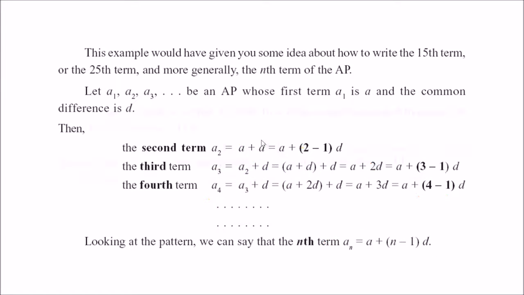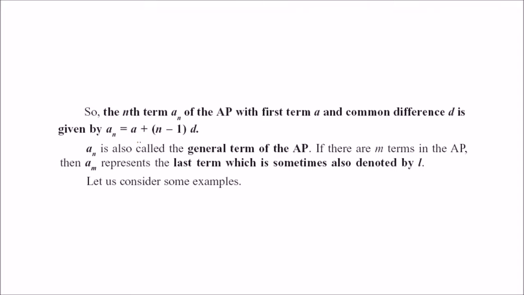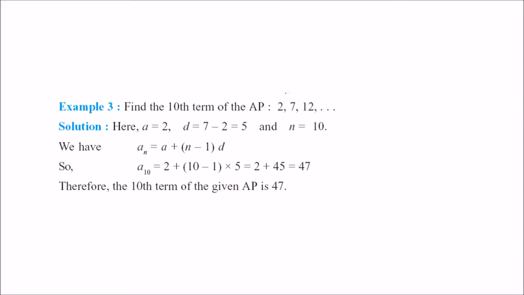Please remember this. This is your nth term. So A plus (n minus 1) into D is your nth term. If we have the last term as L, then L will be A plus (n minus 1) into D. So that will be the last term, if it is a finite series.